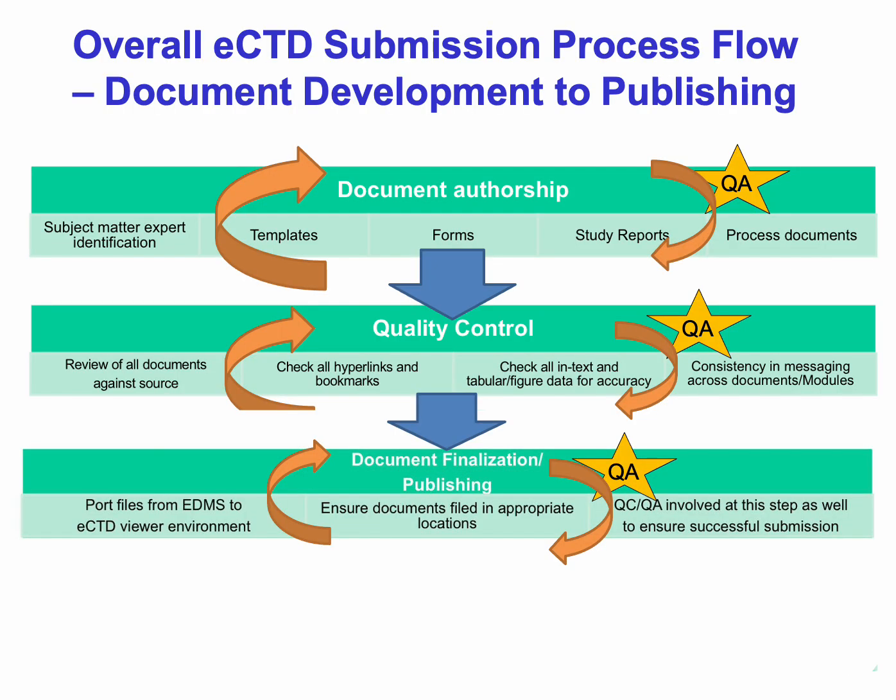What is the eCTD overall process flow? Now, in this slide, we can see the process flow for the overall eCTD preparation. This is coming from, of course, document development to publishing. So on the top, you will see the document authorship. Then we see through the arrows going downward the quality control, and then document finalizing and publishing.